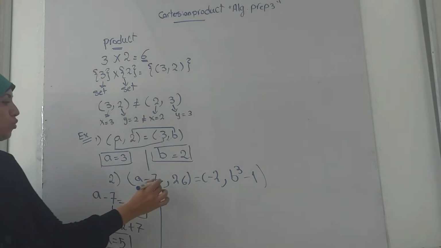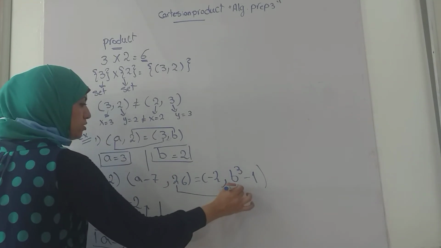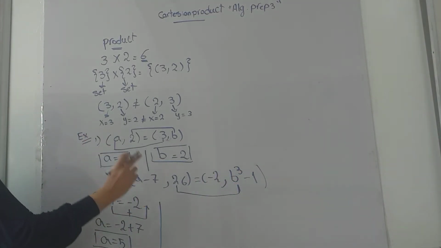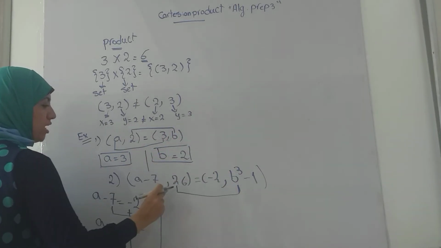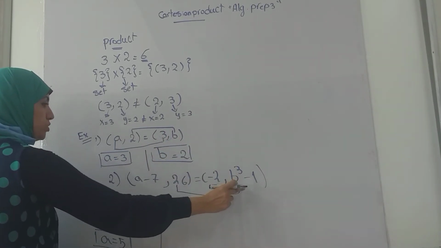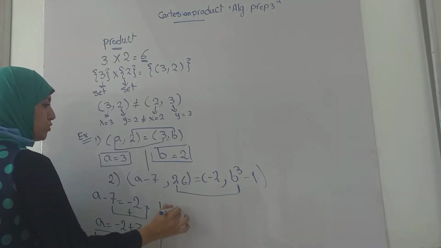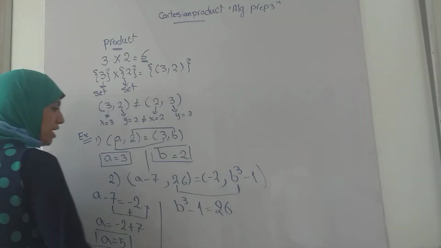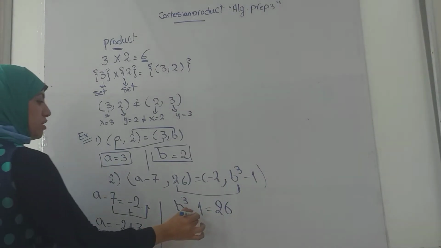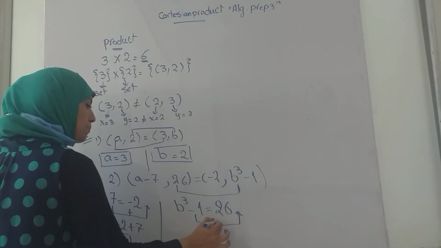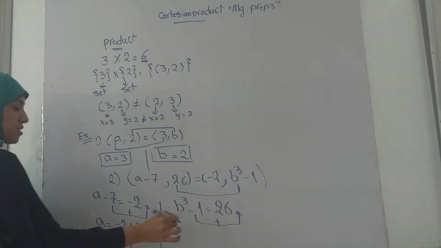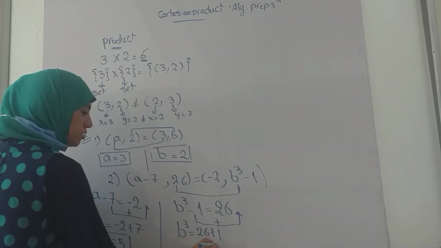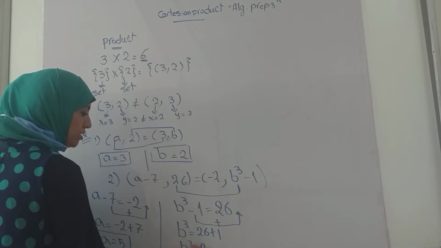On the other side, what is the second projection? The second projection is B power 3 minus 1. We should start with the unknown. What is the unknown, 26 or B power 3 minus 1? B power 3 minus 1. So we start with B power 3 minus 1 equals 26, and we can solve it as an equation. Negative 1 goes to the other side with the opposite sign, which is positive. So B power 3 equals 26 plus 1, so B power 3 equals 27.